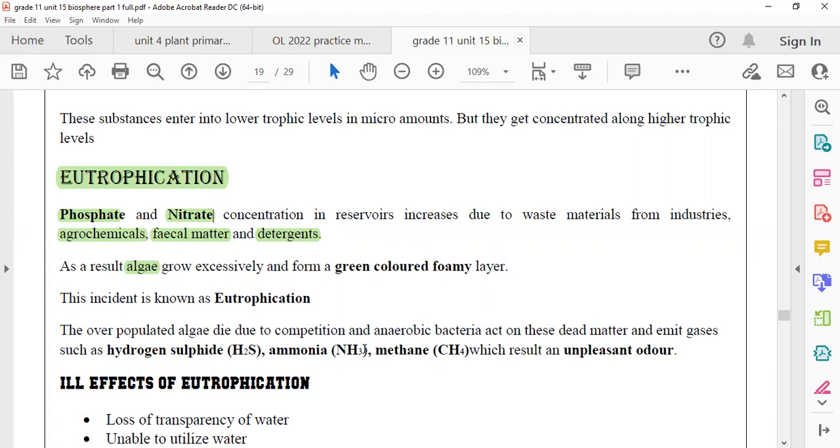When they die, their dead bodies are decomposed by anaerobic bacteria. During the anaerobic digestion, gases like hydrogen sulfide, ammonia, and methane are released. Hydrogen sulfide and ammonia are bad smelling. Hydrogen sulfide smells like rotten egg. Ammonia smells like urine. When all these gases are mixed and coming out, that area becomes an unpleasant environment.